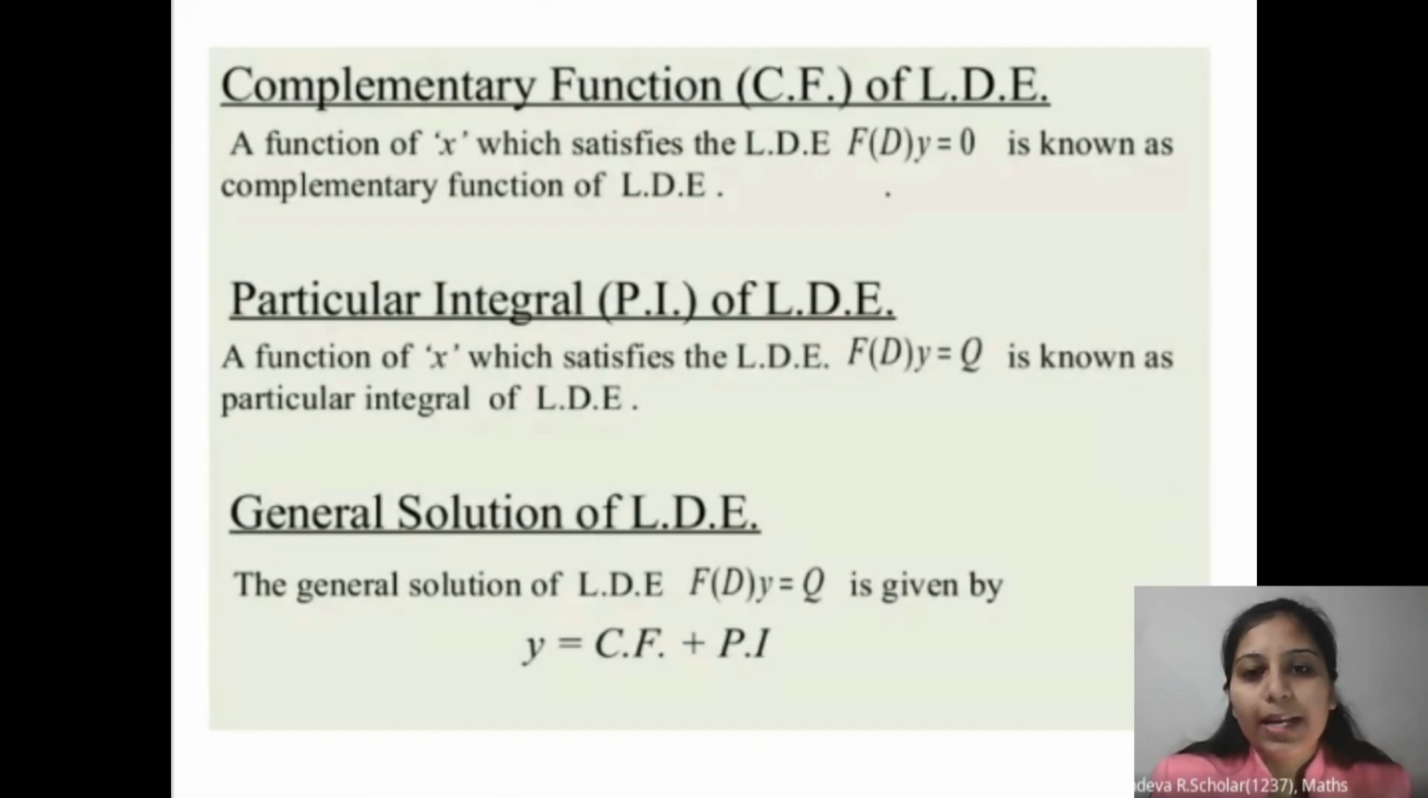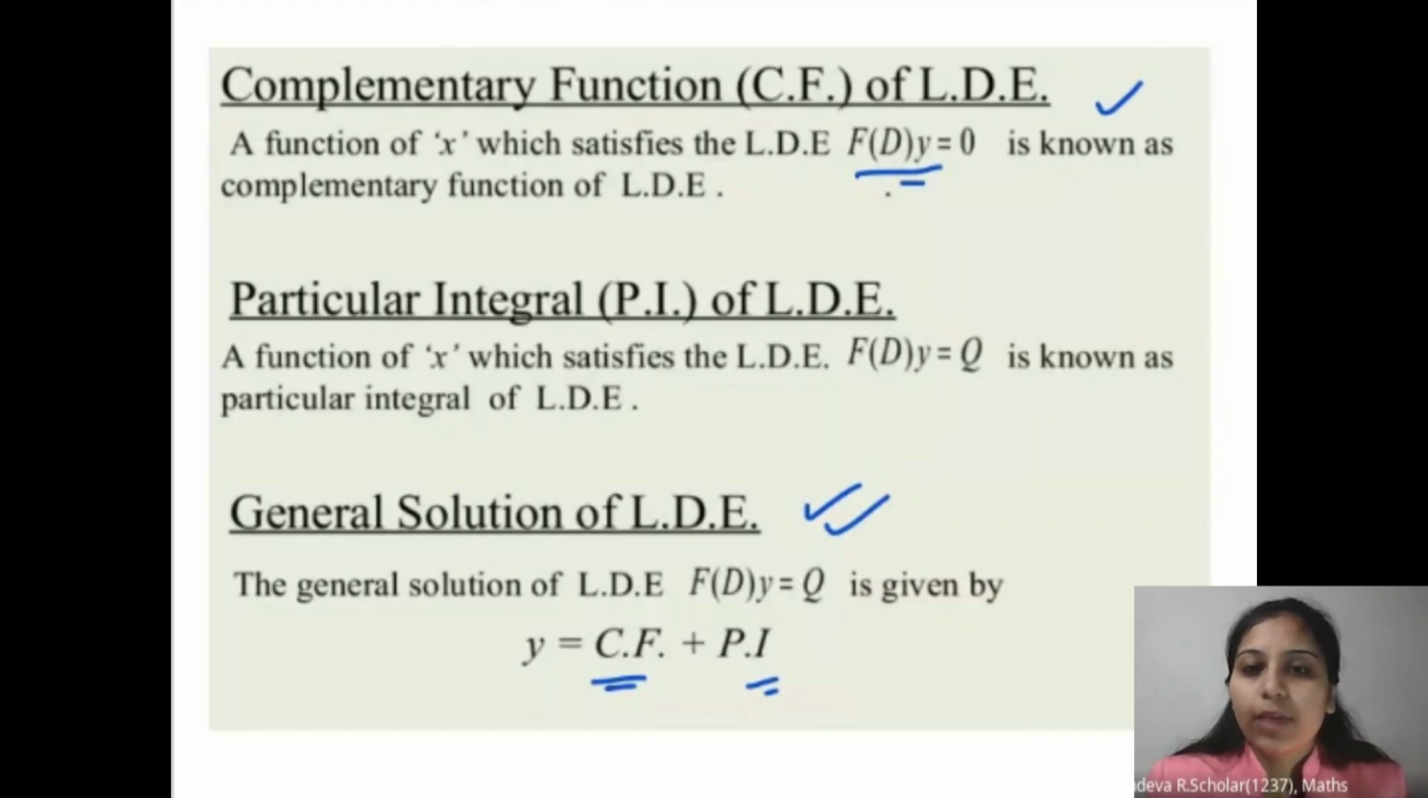For finding the general solution of a linear differential equation with constant coefficients, we find two parts. One is the complementary function and the second is the particular integral. So what is the complementary function? The complementary function is a function which satisfies the homogeneous part only, that is, a solution of the homogeneous part f(D)y is equal to 0.